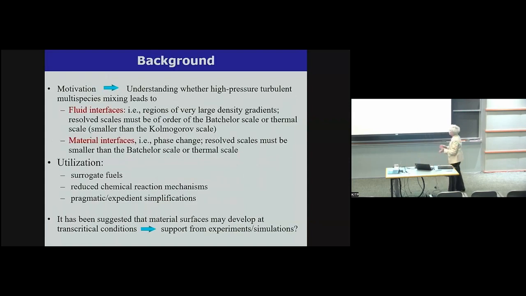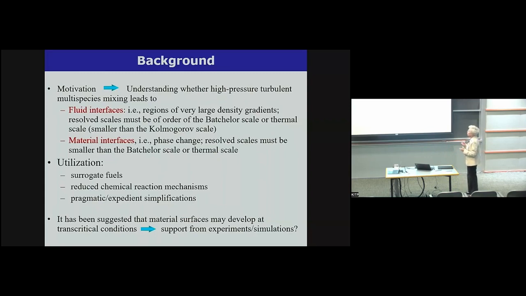The motivation is really to understand whether high pressure turbulent multi-species mixing leads to either fluid interfaces or perhaps both, which we define as regions of very large density gradients. So the resolved scales must be of the order of the Batchelor scales, that's a mixing scale, or the thermal scales, both of which are smaller than the Kolmogorov scale.